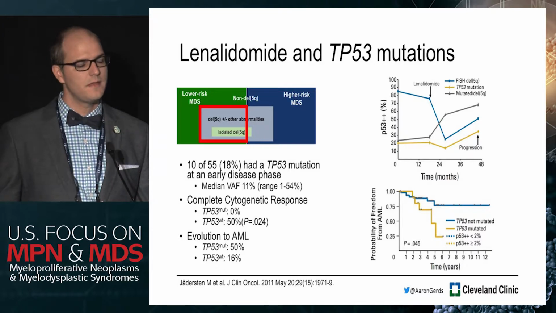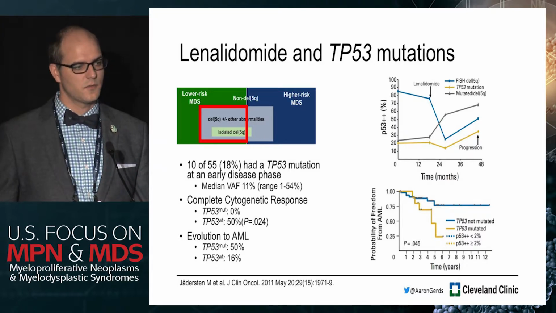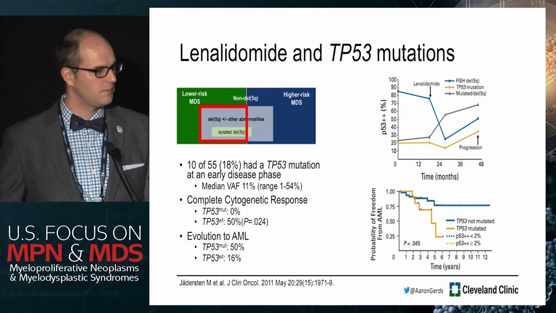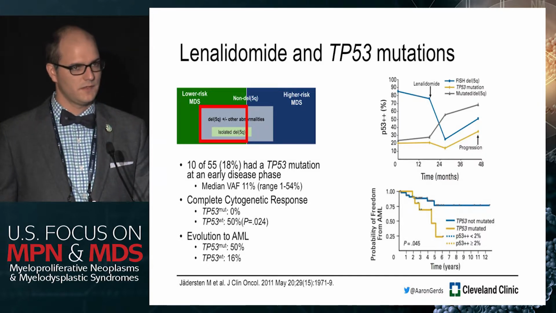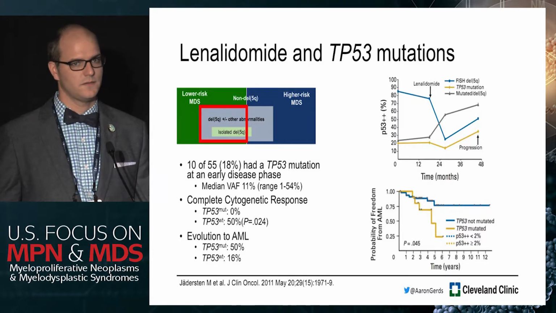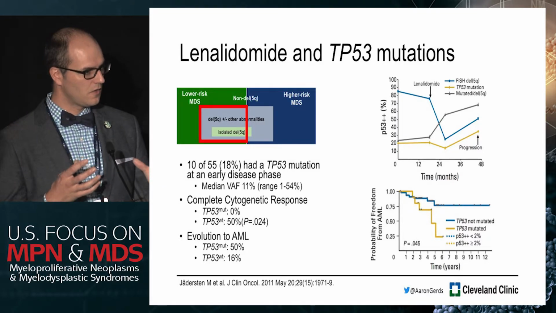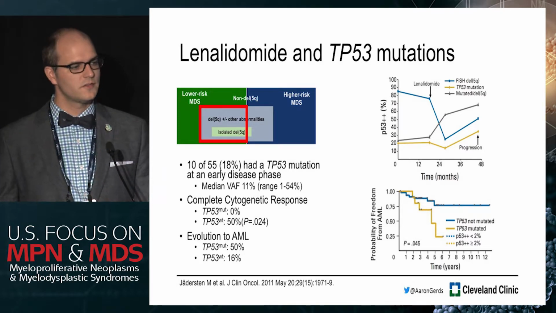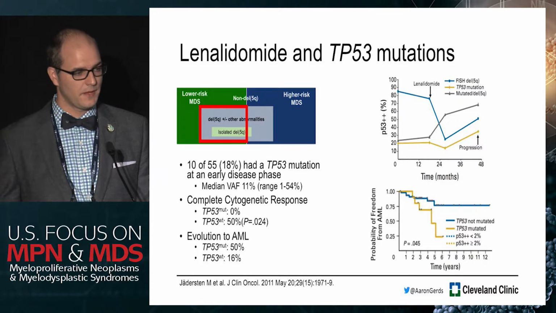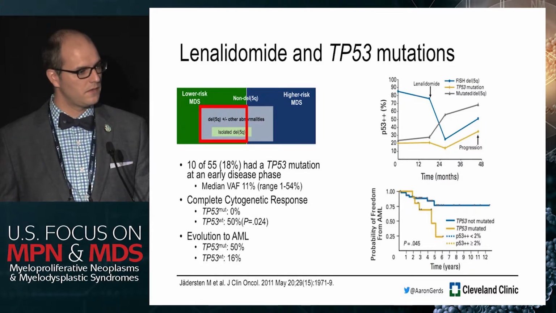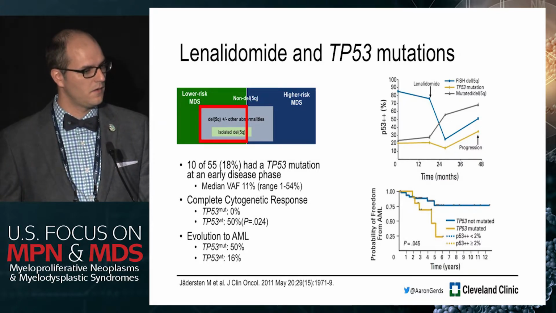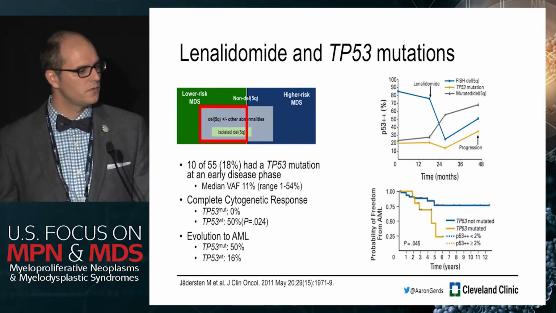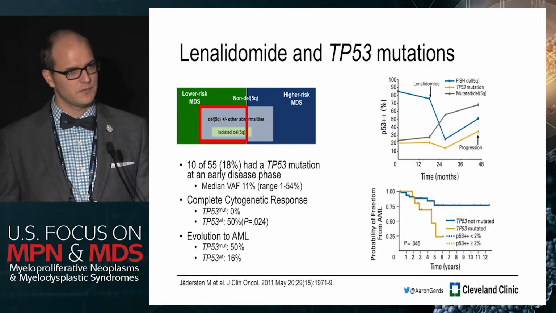Those who had a P53 mutation had 0 cytogenetic responses, whereas those who had no detectable P53 mutations had a 50% cytogenetic response. So a pretty dramatic difference there in terms of that kind of golden response of cytogenetic remission. There were also differences in evolution to AML. Those who had a P53 mutation, 50% progressed to AML over the duration of the study, whereas those who did not have the P53 mutation, only 16% progressed to AML.